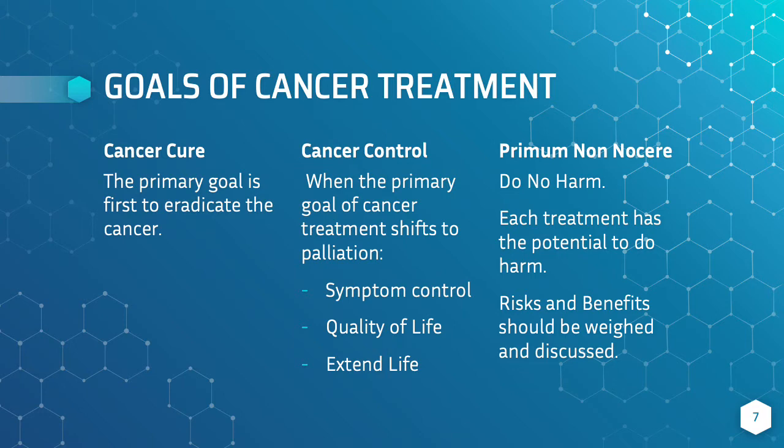These are the goals of cancer treatment. The primary goal is cancer cure, wherein the main goal of the treatment is to eradicate the cancer. If this primary goal cannot be accomplished, the goal of cancer treatment then shifts to cancer control, wherein the primary goal of cancer treatment shifts to palliation. Mainly, the main focus of the treatment is for symptom control, the preservation of quality of life, while striving to extend the lifespan of the patient.